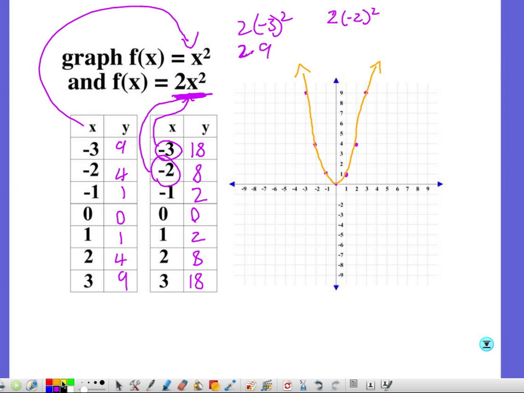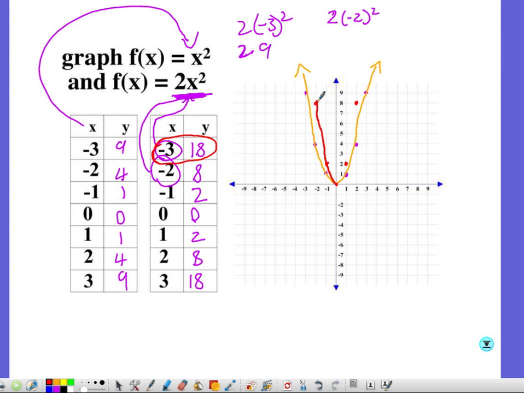Now let's go ahead and take these points and put them on our graph. Our xy plane doesn't go as far as 18, so we're going to start here. -2, 8 right there. -1, 2 is right here. 0, 0, 1, 2, 2, 8.